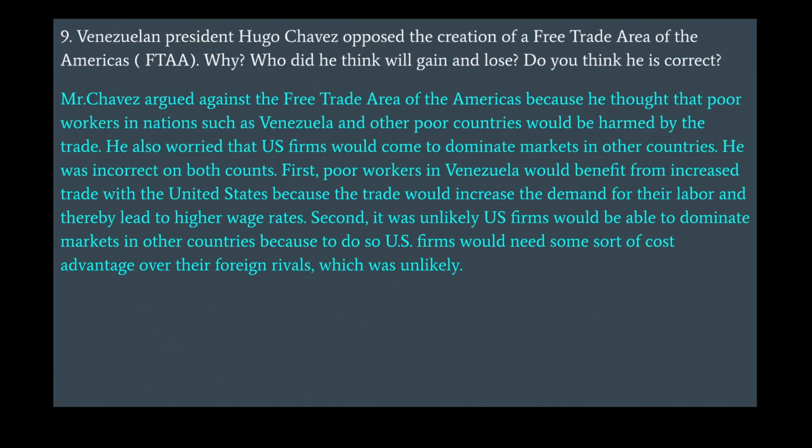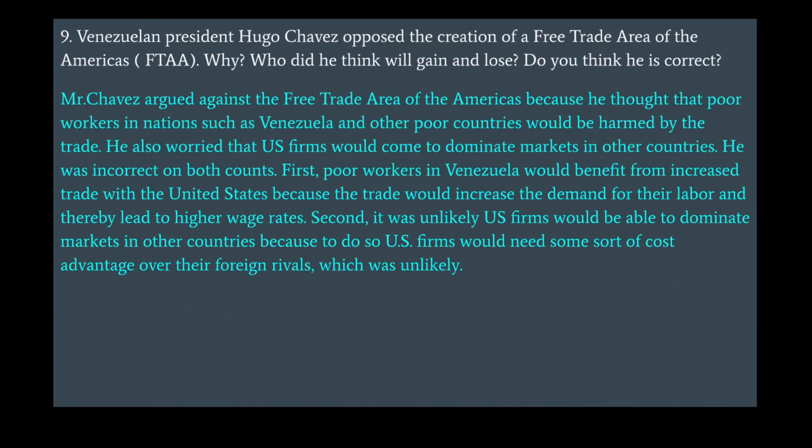Ninth, Venezuelan President Hugo Chavez opposed the creation of a Free Trade Area of the Americas, that is, FTAA. Why? Who did he think would gain or lose? Do you think he is correct? Mr. Chavez argued against the Free Trade Area of the Americas because he thought that poor workers in nations such as Venezuela and other poor countries would be harmed by the trade. He also worried that US firms would come to dominate markets in other countries. He was incorrect on both counts.